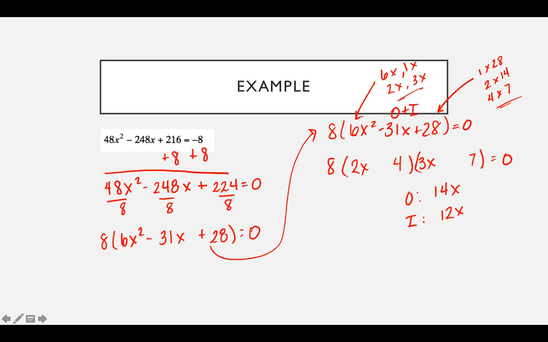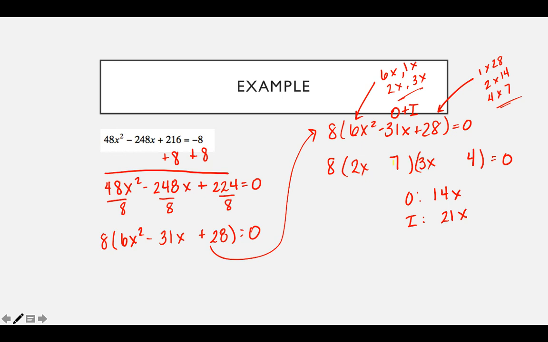So maybe then what I do is I try and switch. Oh, that's a highlighter, not an eraser. Here we go. I try and switch my 4 and my 7 and see if that changes things. So now outside I have 14x and inside I have 21x. I'm still not going to be able to add or subtract those to get a negative 31. So that means the 4 and the 7 is not going to work with the 2x and 3x.